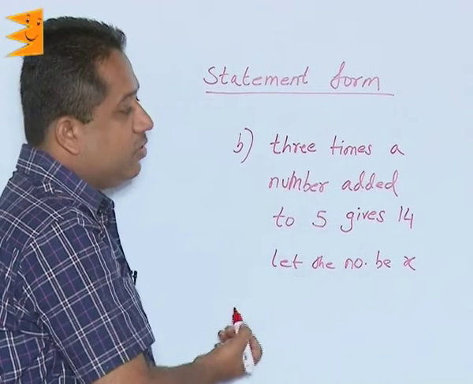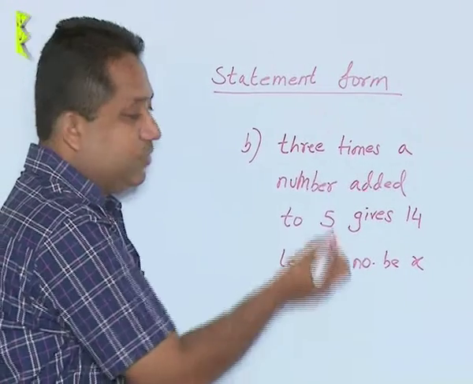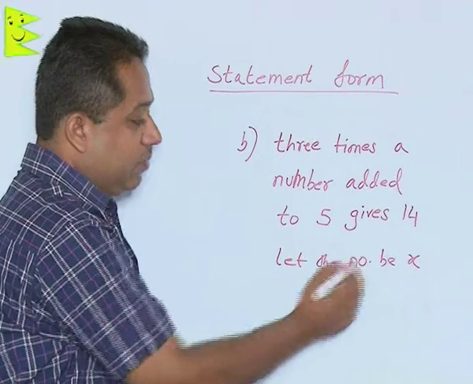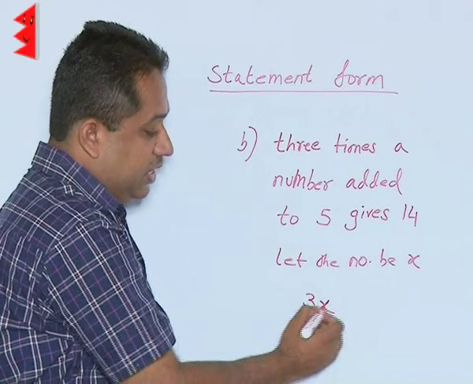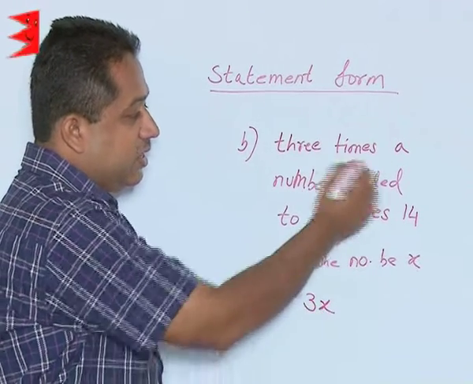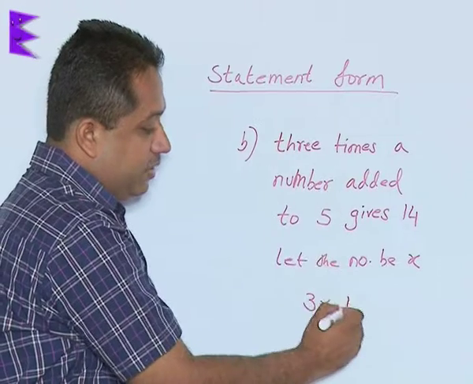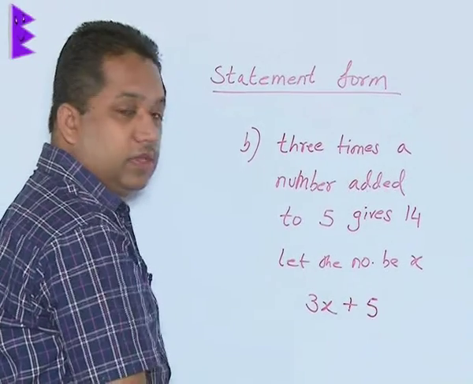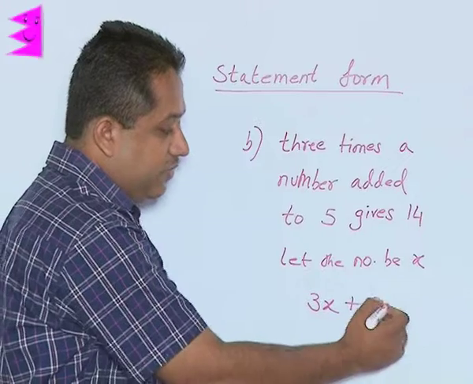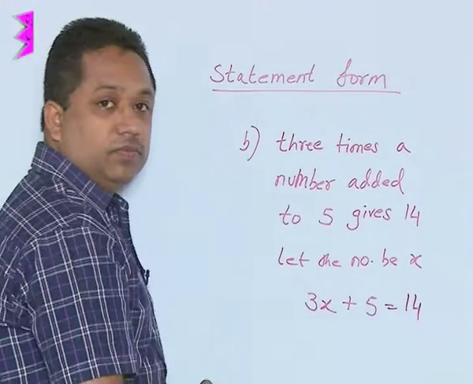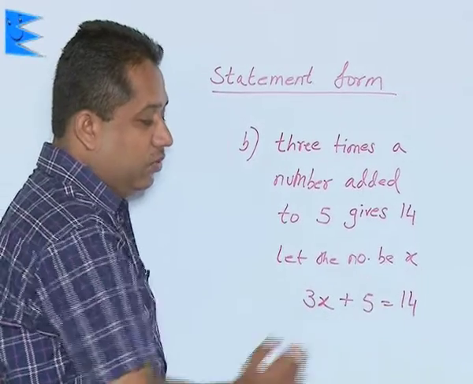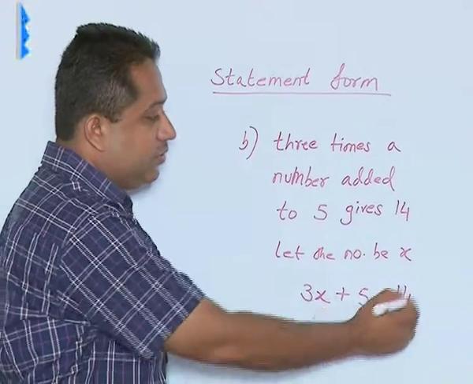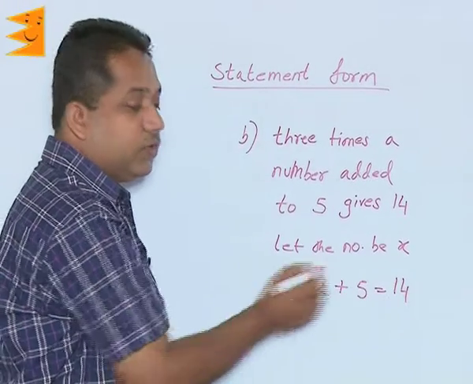If it is 3 added to the number, it will be 3 plus x. 3 times means we are multiplying. So, this is 3 times the number, 3x, a number added to 5, that means we have to add 5. So, 3 times a number added to 5 gives us 14. So, gives us 14 means equal to 14. So, equation form of this will be 3x plus 5 is 14.